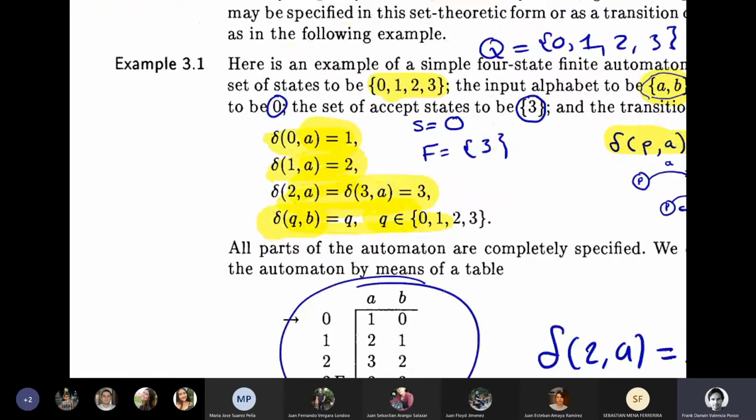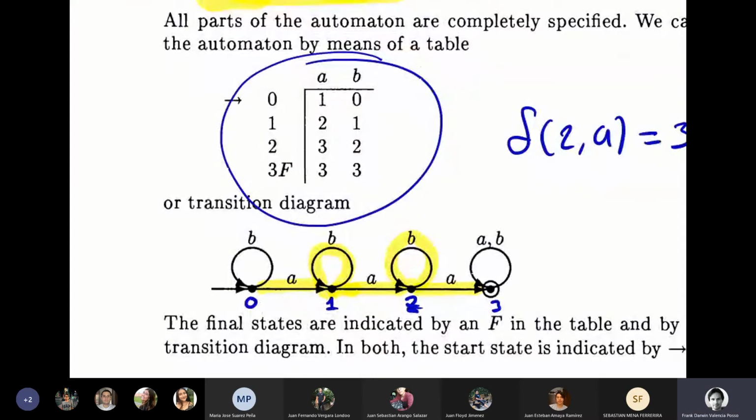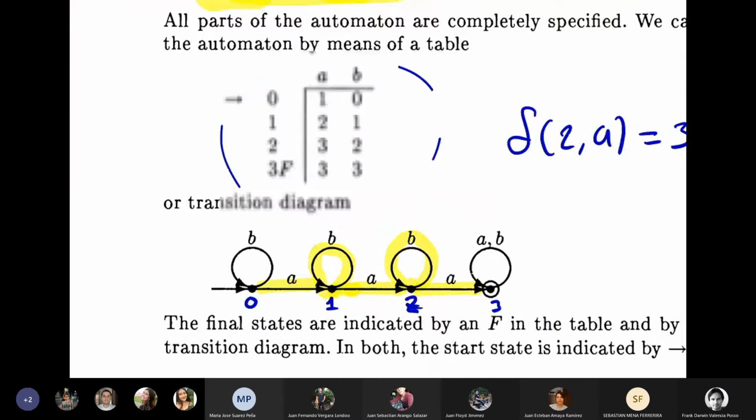And then I specify the transitions. I say, if I am in the state 0, and I get an A, I move to the state 1. If I am in 1 and read an A, I go to state 2. If I am in state 2 or state 3 and I get an A, I move to state 3. And this is the picture that you get. So my states are here, 0, 1, 2, 3.